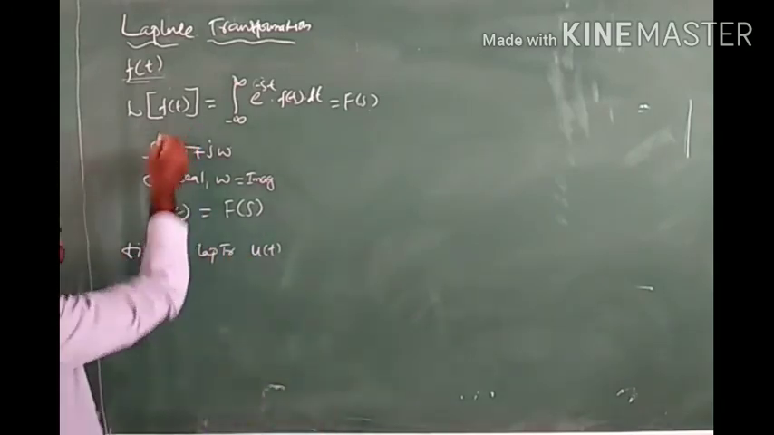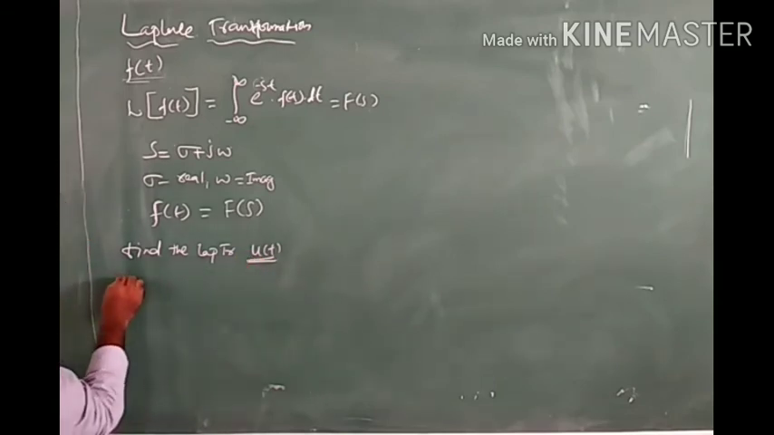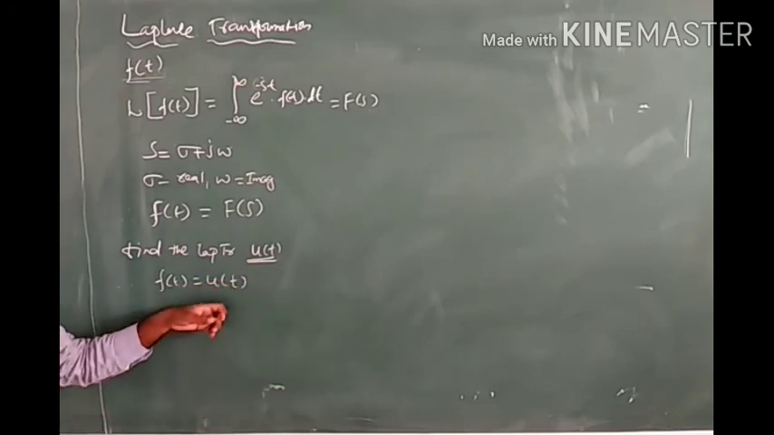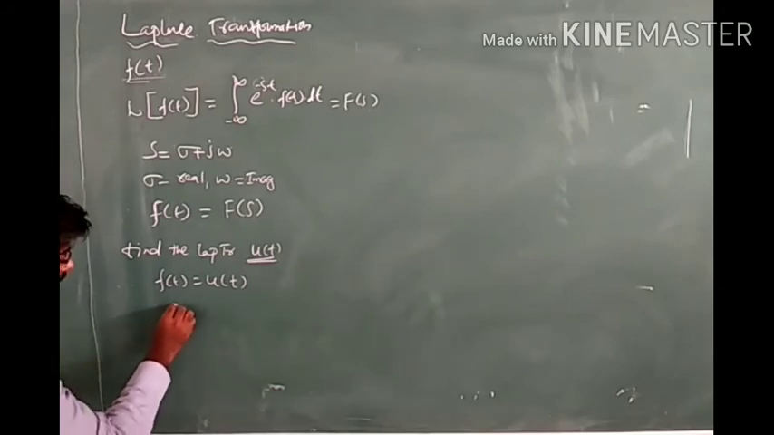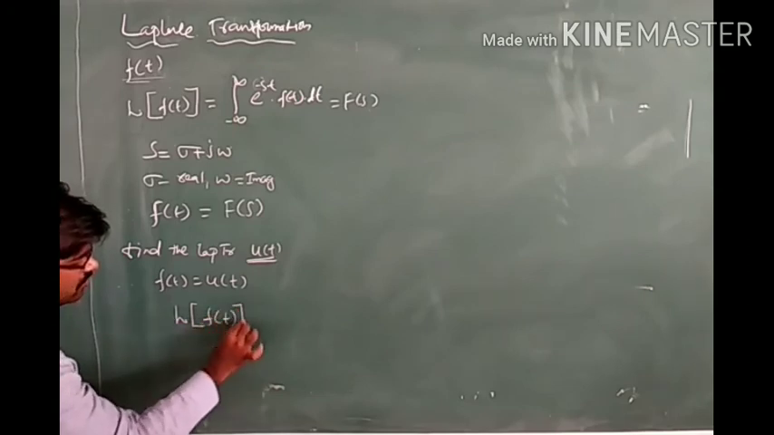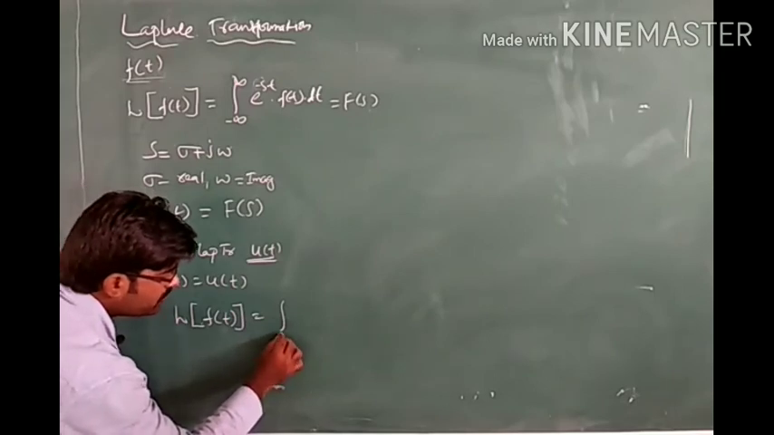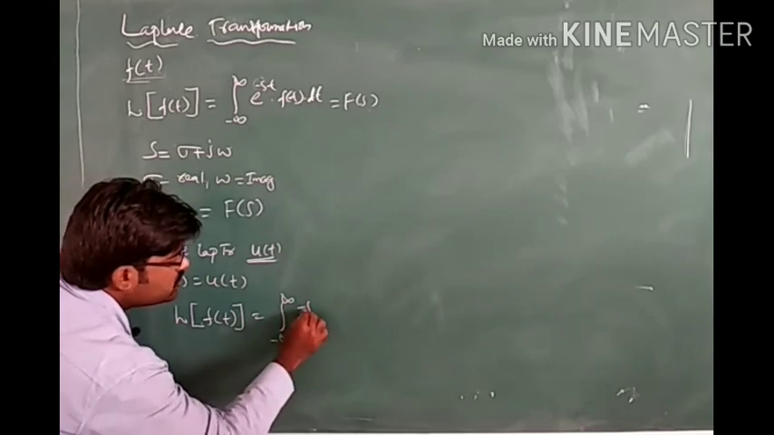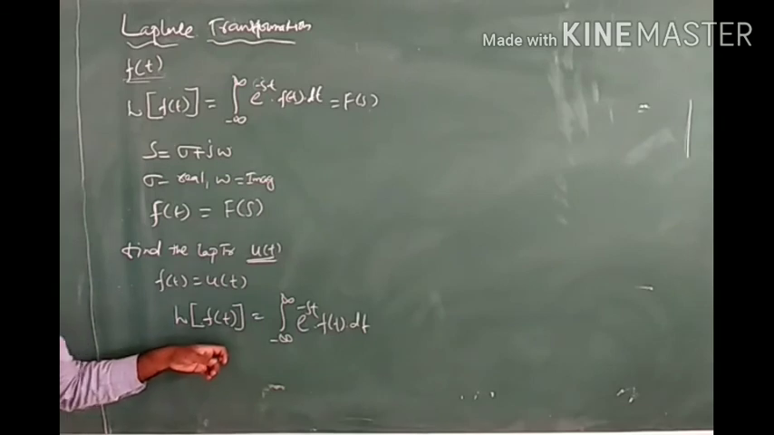What is the procedure to write the function in Laplace form? The given signal is nothing but f of t. So here f of t is equal to u of t. We have to find the Laplace transform of this. How will we find it? The Laplace transformation of f of t is equal to the integration from minus infinity to infinity of e raised to minus st into f of t into dt. So this is the Laplace transform of f of t.